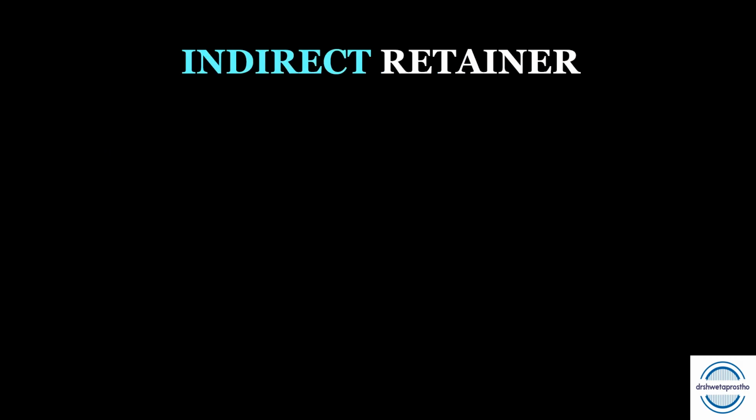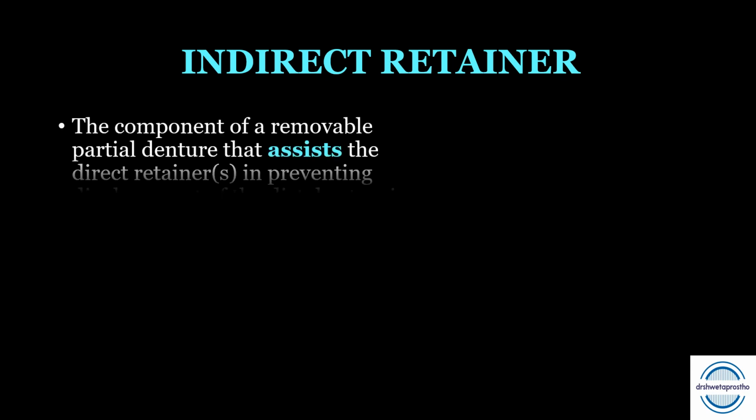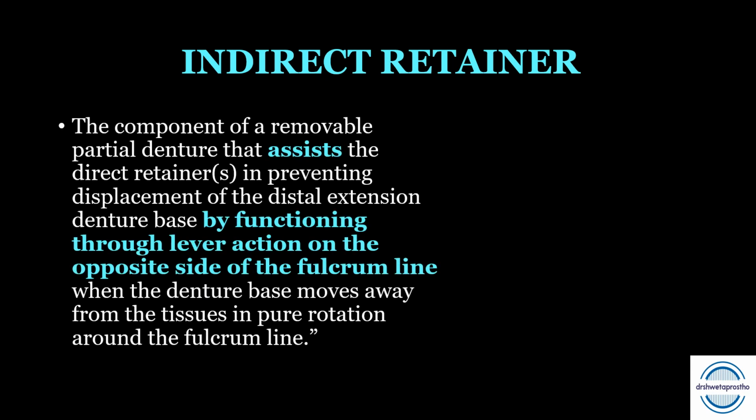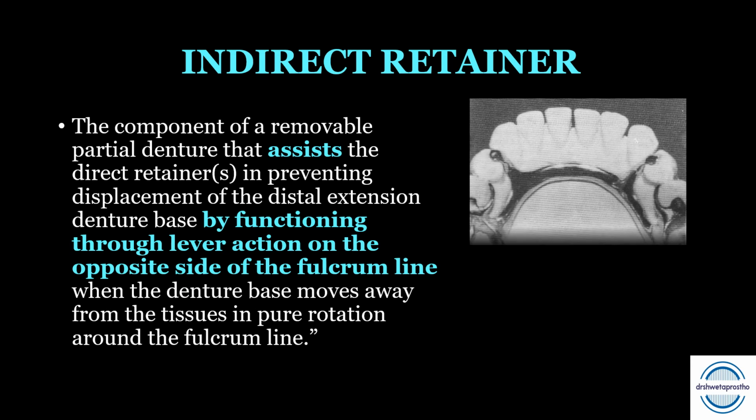Indirect retainers. What are indirect retainers and how they work? An imaginary line passes from the rest of the distal most abutment, which is called as the fulcrum line. An anterior-posterior rotation occurs around this fulcrum line in the distal extension denture base. So some auxiliary rests are given just opposite to the fulcrum line which prevent this displacement of the distal extension denture base. These are called as the indirect retainers.